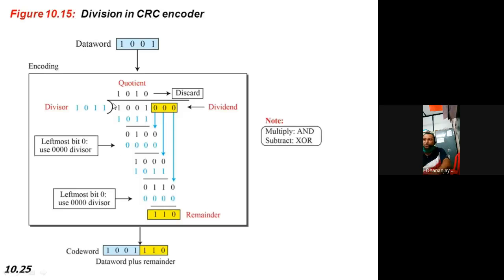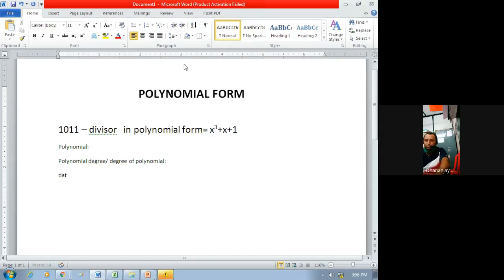Now let us go for what is the value of data word. आता इथे data word काय आहे? 1001. Data word is equal to 1001. Now what is the modified data word? Now how will you calculate the values?